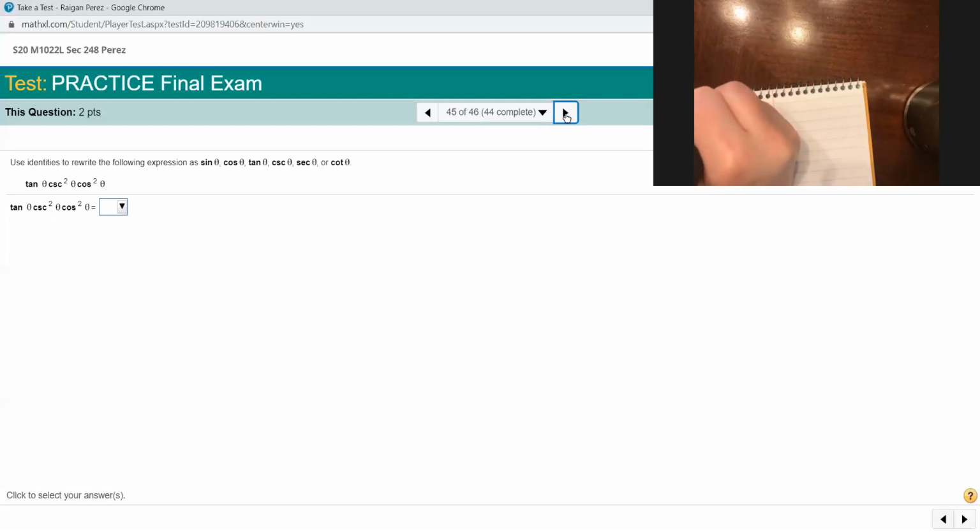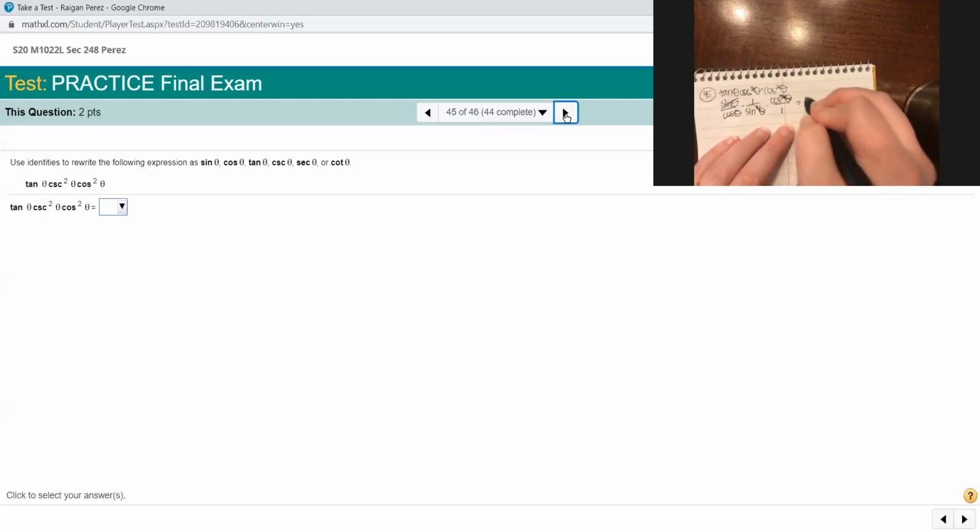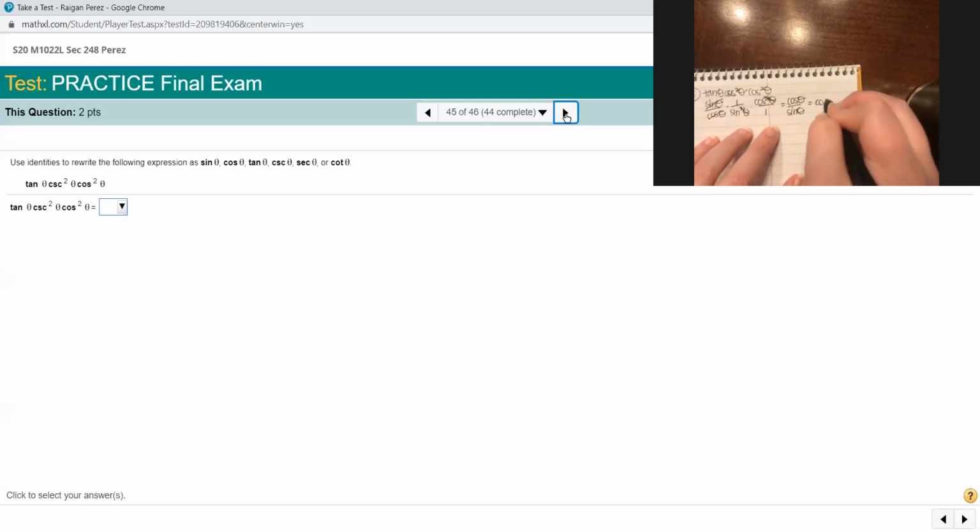Use it to rewrite. So I've got tangent of theta, cosecant squared of theta, and cosine squared of theta. Anytime it's all multiplication, rewrite in terms of sine and cosine. So tangent is the same thing as sine theta over cosine theta. Cosecant squared is the same thing as 1 over sine squared. And then cosine squared can just be cosine squared over 1. So this one cancels with one of those, and this one cancels with one of these. I'm left with cosine theta over sine theta, which is the same thing as cotangent theta.